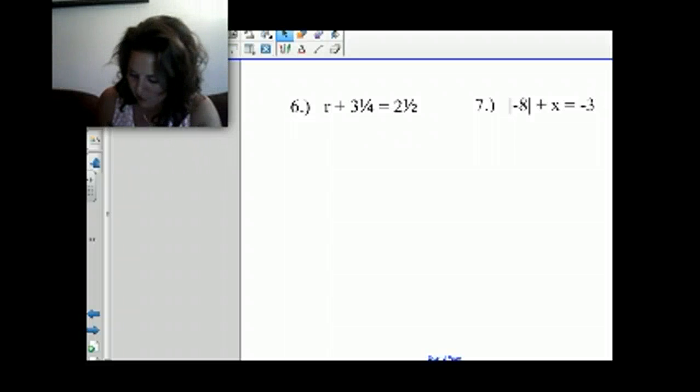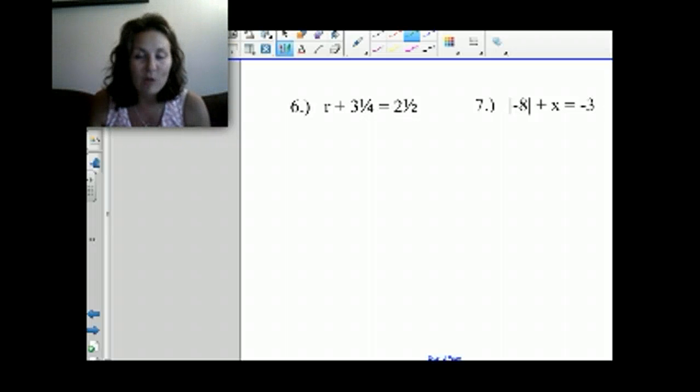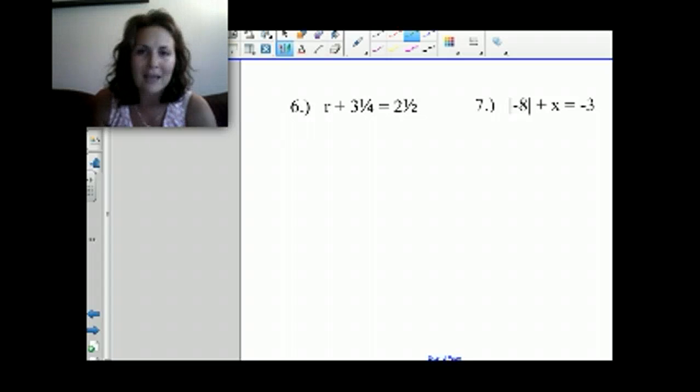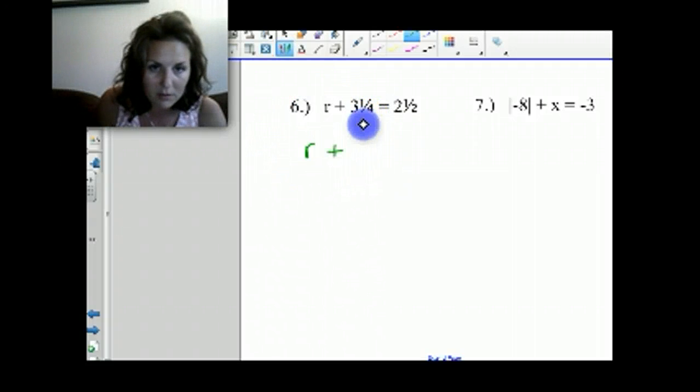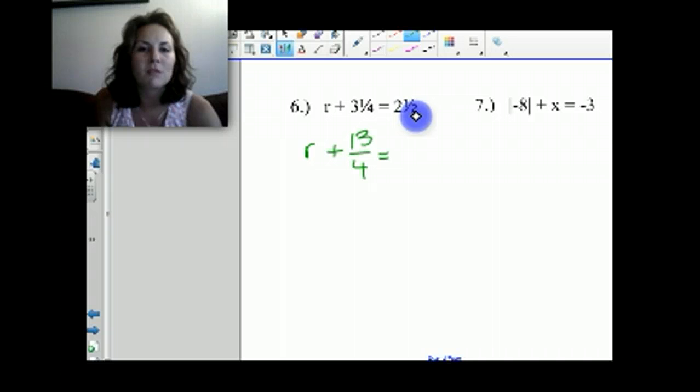Fractions, my best friend. R plus 3 1/4 equals 2 1/2. In order to solve this one, you always want to turn your mixed fractions into improper fractions. I also resent the term improper. I think improper fractions are better than mixed fractions. So, this is going to become R plus 3 times 4 is 12 plus 1. We get 13/4 equals 2 times 2 is 4 plus 1 is 5 over 2.